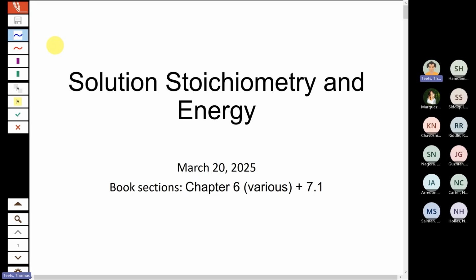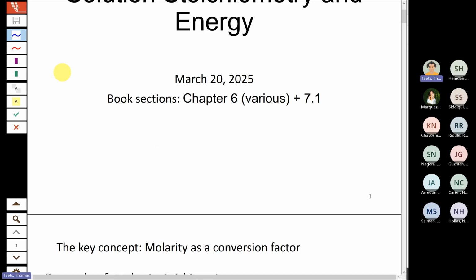So the book covers stoichiometry really throughout the chapter, interspersed throughout the different sections, but I think it's usually a little bit more efficient and effective to cover it all at once, which is why we're doing it now. So there are going to be a lot of homework questions that deal with stoichiometry. So after today, you should be well equipped to handle most of those. All right.